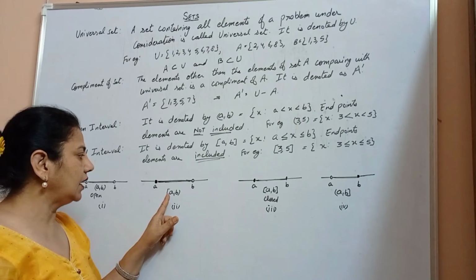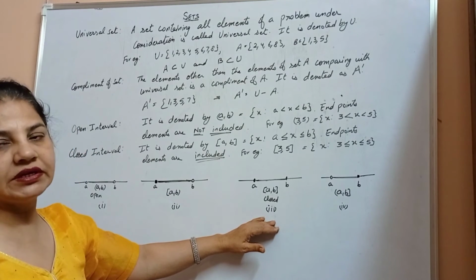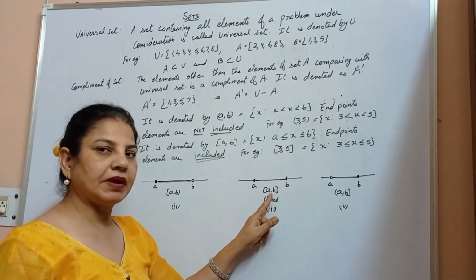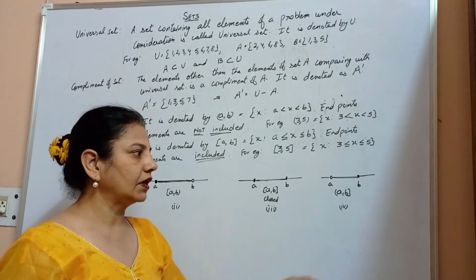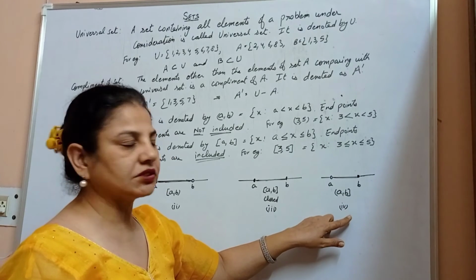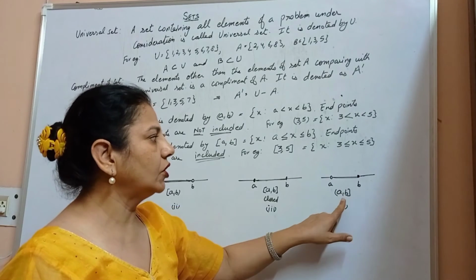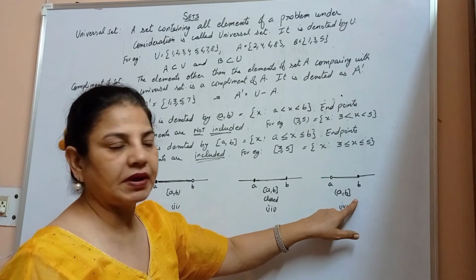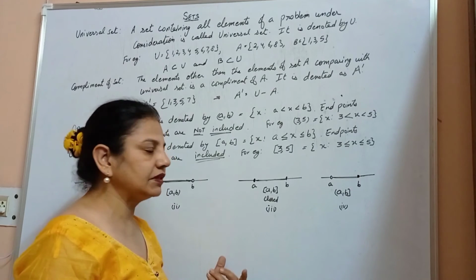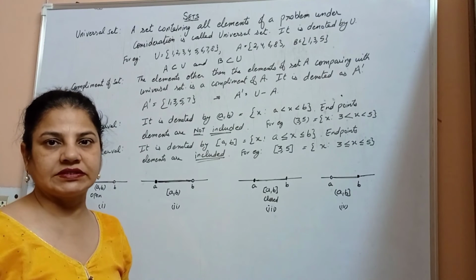So we say [a, b). This is the closed interval where both endpoints are included, so it is written in the square bracket [a, b]. Another is (a, b], again a semi-closed interval where a is not included but b is included. Therefore b is written in a square bracket and a is written in a simple bracket. So let's proceed with more questions on the interval as well as on the universal set.